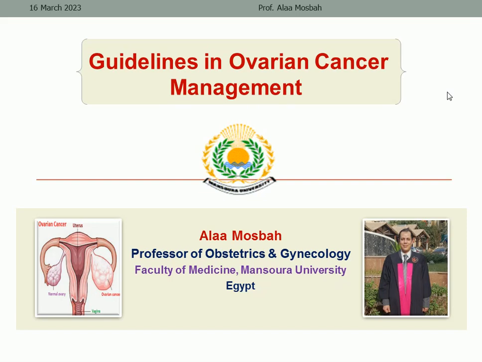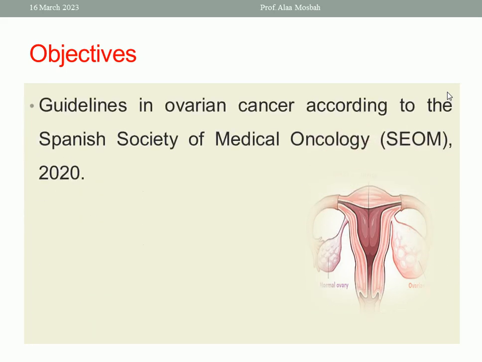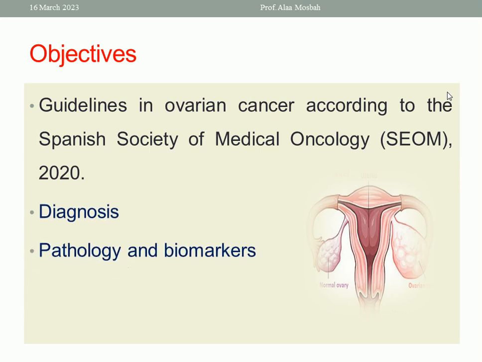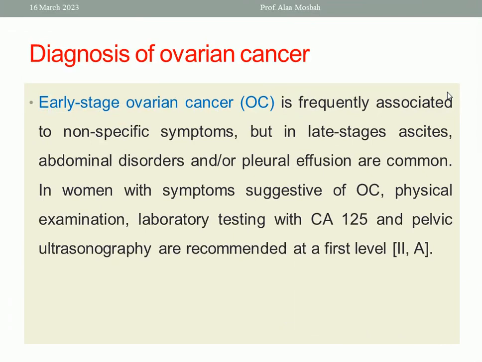Today, I want to discuss with you the guidelines in ovarian cancer management. So, what are the objectives today? Discussing the guidelines in ovarian cancer according to the Spanish Society of Medical Oncology 2020, as regards the diagnosis, the pathology and biomarkers, and treatment and the follow-up. Okay? Let us start with diagnosis of ovarian cancer.